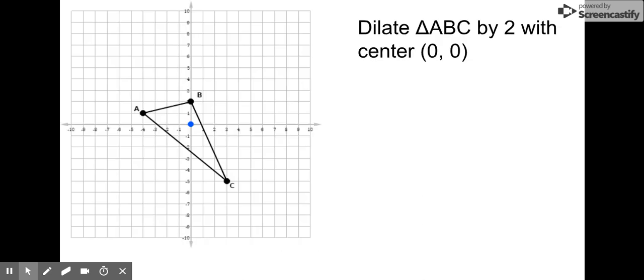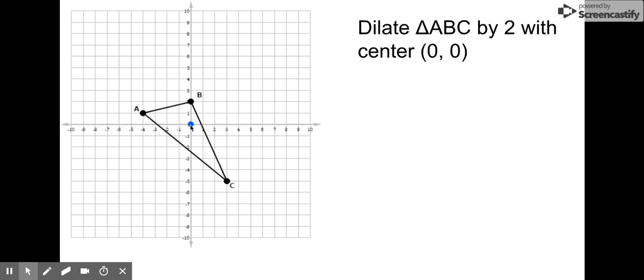In this example, we have triangle ABC. We want to dilate it by a scale factor of 2, so it's going to be 2 times the size with the center at 0, 0, which is located at the blue point right here. So in order to perform a dilation that's centered at the origin, we could just take our coordinates and multiply our coordinates by 2 and figure out the location of our image.